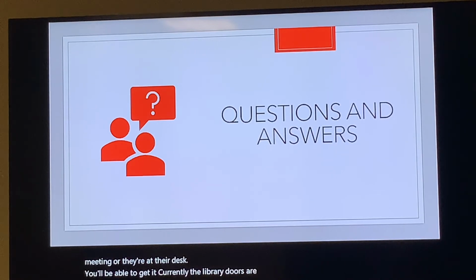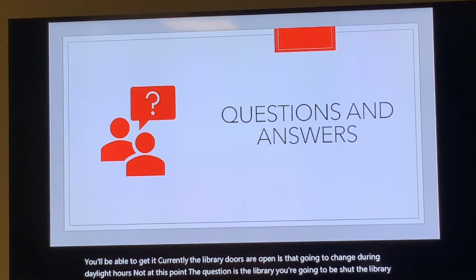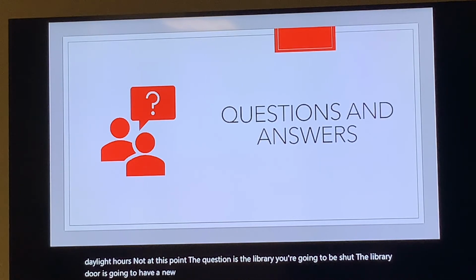Well, currently, the library doors are open. Is that going to change during daylight hours? Not at this point. The question is the library door going to be shut? The library door is going to have a new lock, just like every other door in the community, but there are no plans at this point to lock the library door. Thank you.